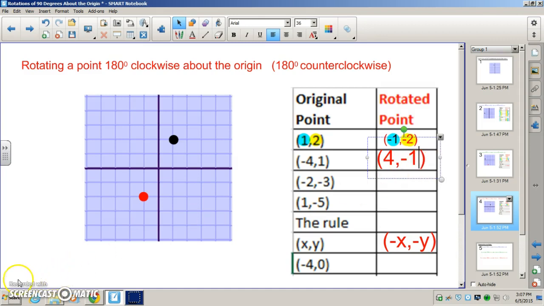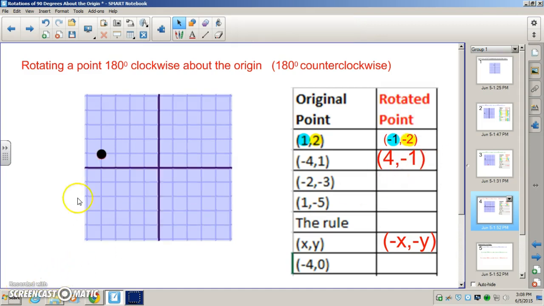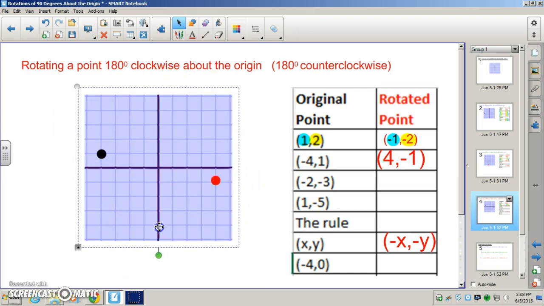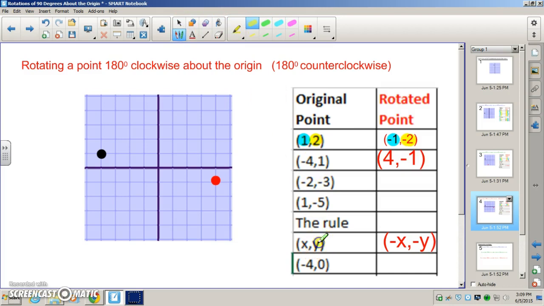Let's take a look. I'm starting at -4, 1, and as I rotate it clockwise 180 degrees, it lands at 4, -1, which was what our prediction was. So this time, again, the order stayed the same. X, Y, X, Y. Blue, yellow, blue, yellow. The difference was the X switched and the Y switched signs.